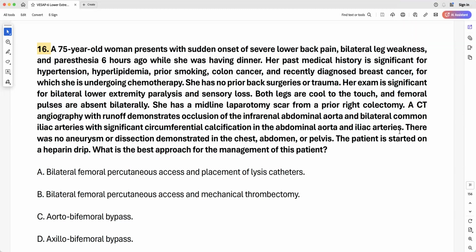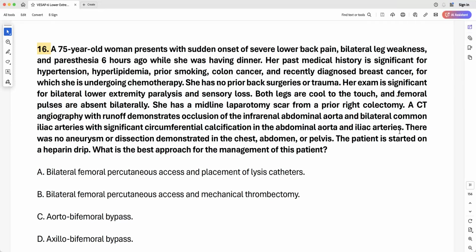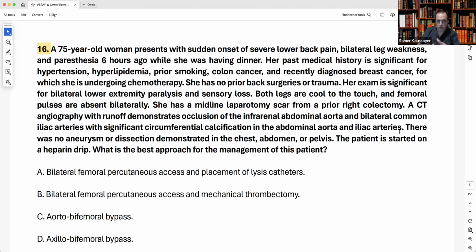Bilateral femoral percutaneous access and mechanical thrombectomy. It is a total infrarenal occlusion with aortoiliac calcified, diseased vessels. I mean, diseased vessels doesn't mean you cannot do percutaneous thrombectomy or lysis, because when you do lysis, you dissolve the clot, then you see what the disease is, and you can do endovascular. It's not a contraindication, but we said lysis is a contraindication because it's already late ischemia.